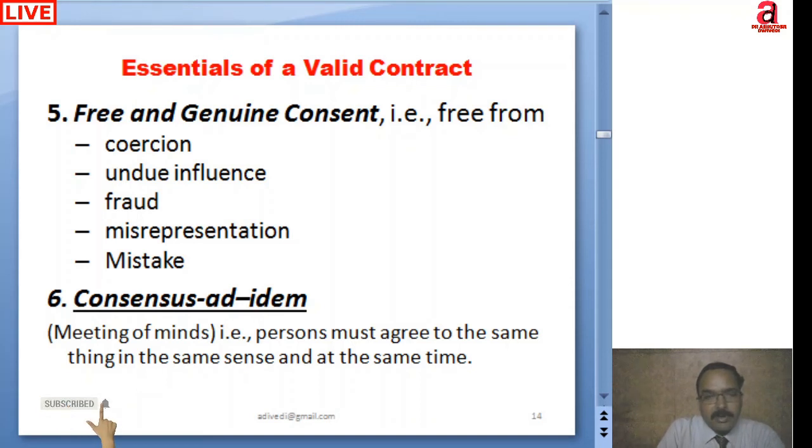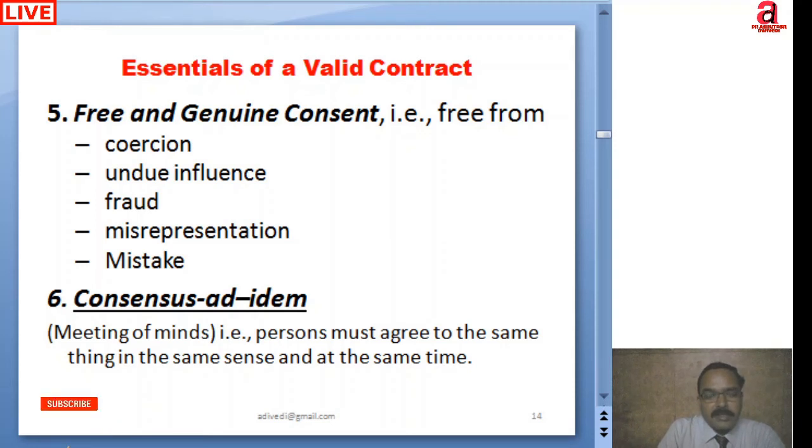Fraudulent activity involved in any contract is also not a genuine consent. Next one is misrepresentation. Facts are not given in the right manner, representing the wrong facts, that is misrepresentation. And mistake: if anything happened by mistake between the two parties, that is not a free and genuine consent. So a valid contract must have free and genuine consent.